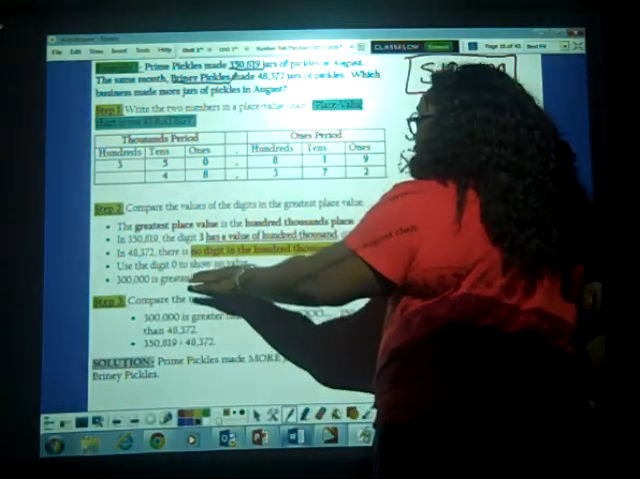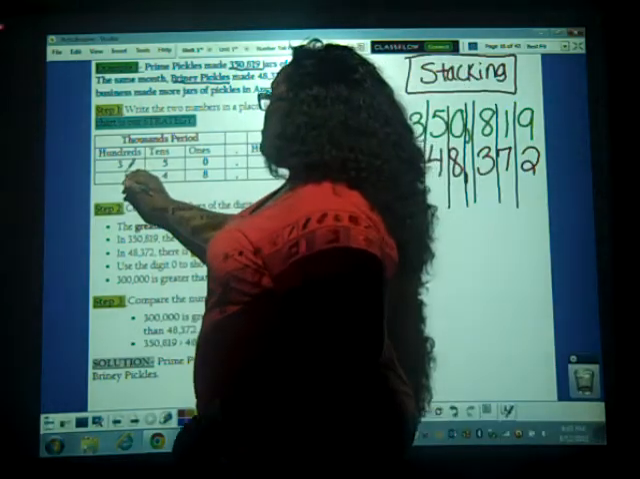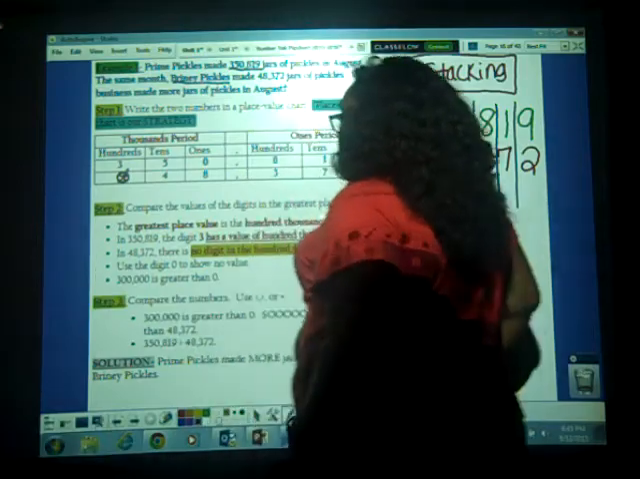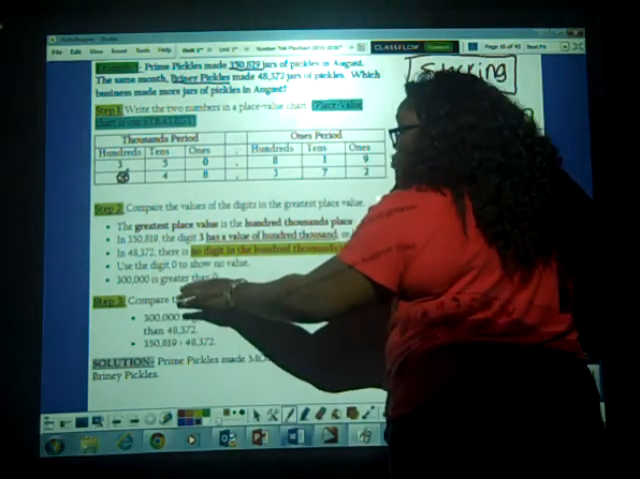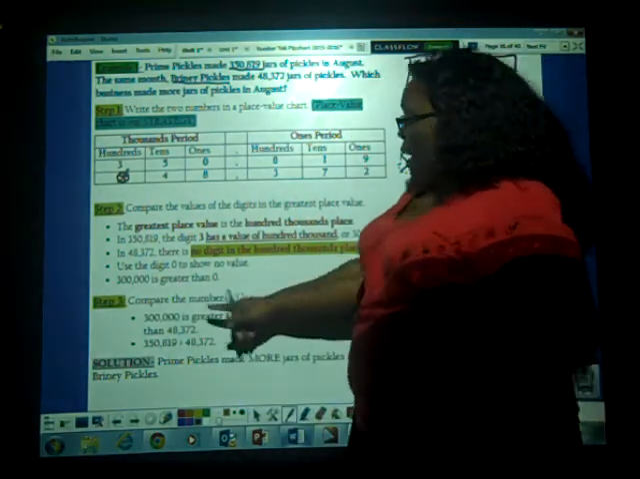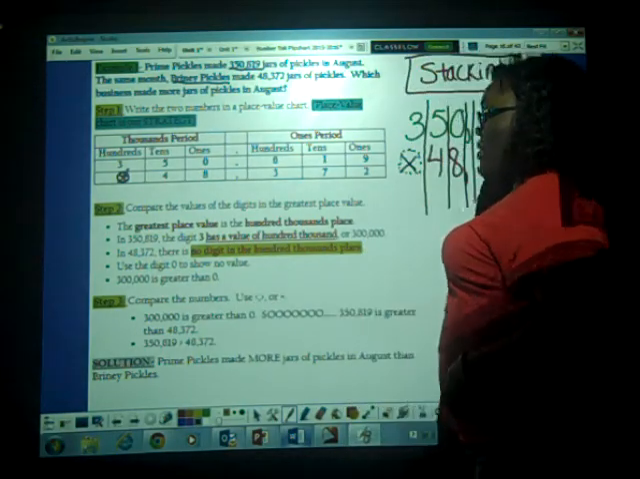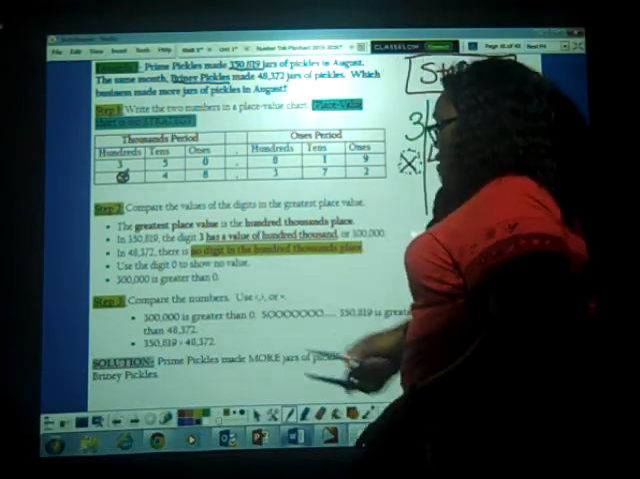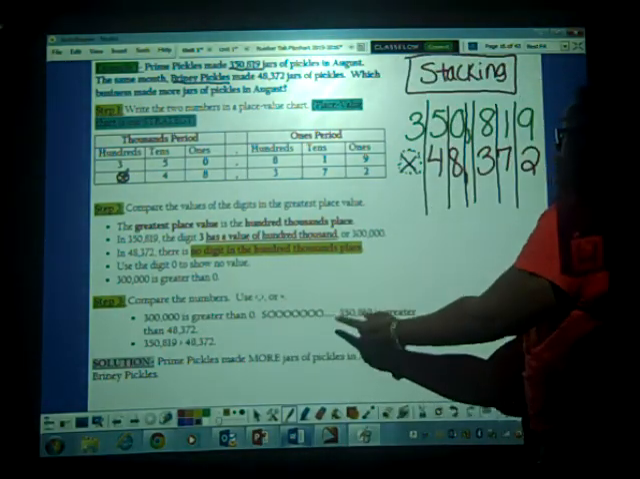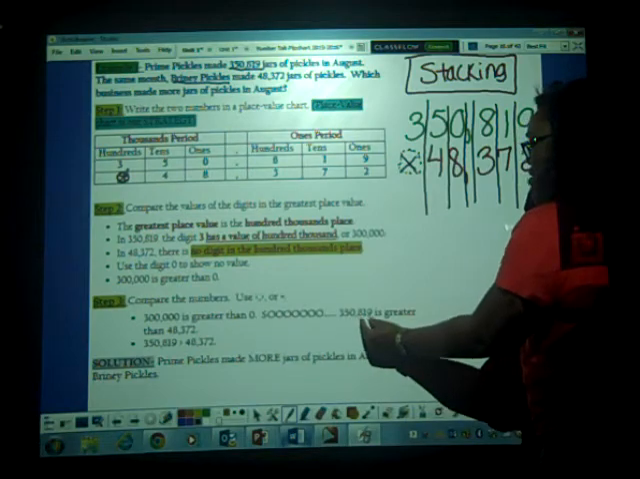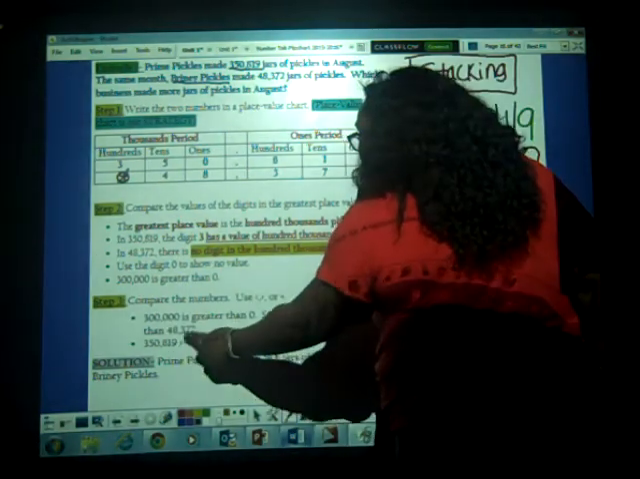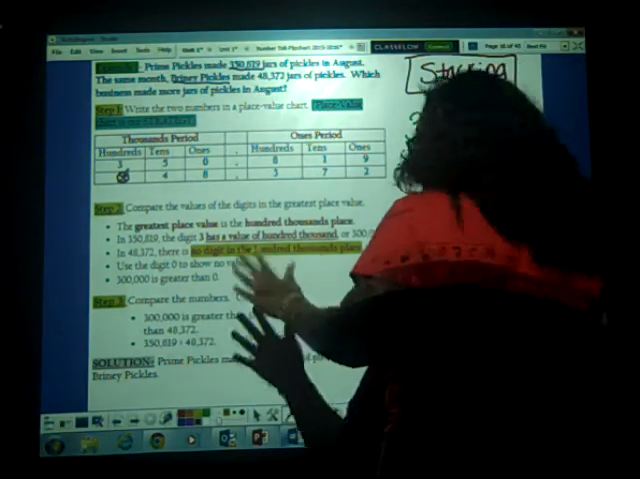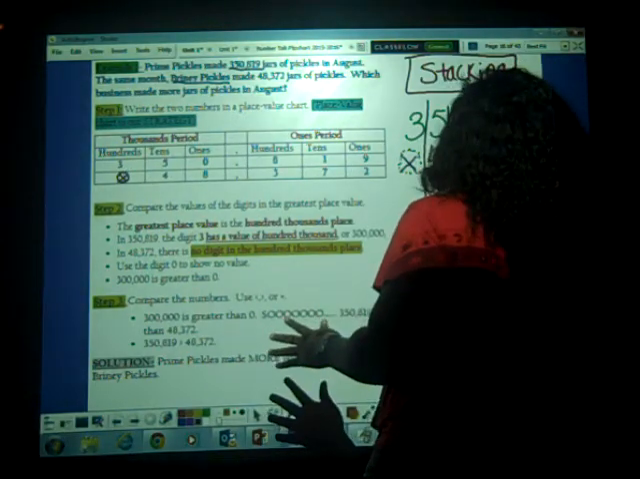So, we're going to use the digit 0 to show no value. Or you can just put a little X right there. No value. 300,000 is greater than 0. So you compare the numbers using greater than, less than, or equal to. So 300,000 is greater than 0. So 350,819 is greater than 48,317.